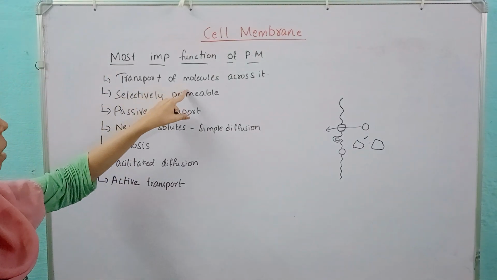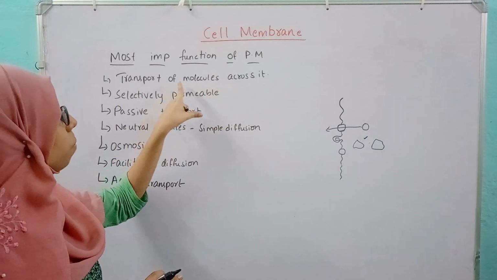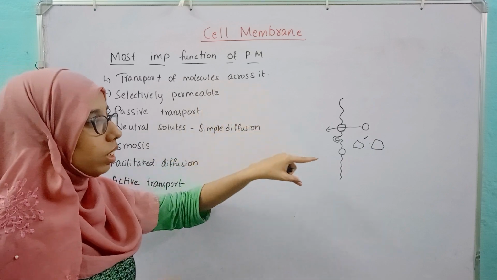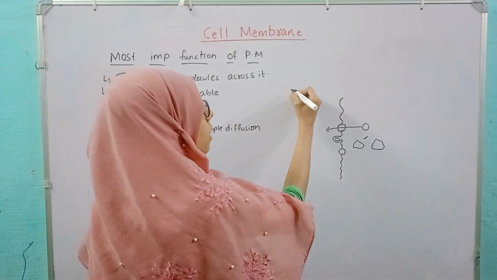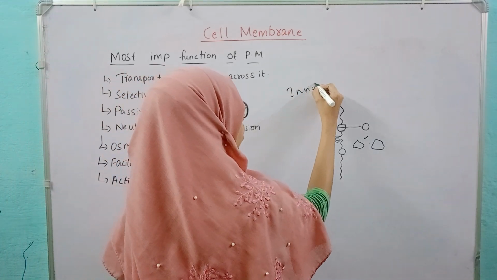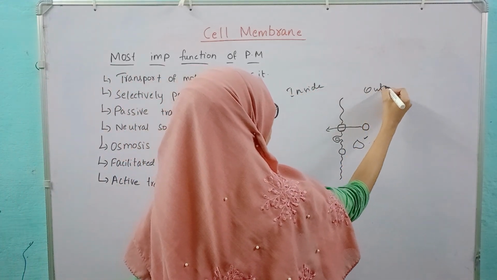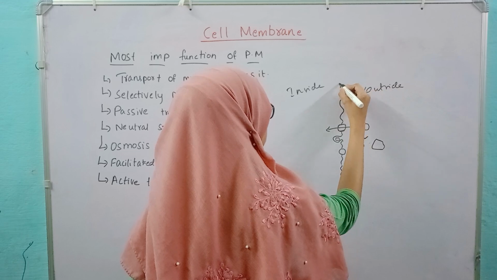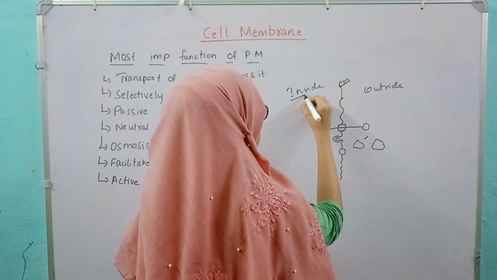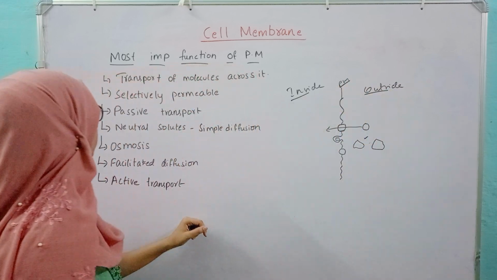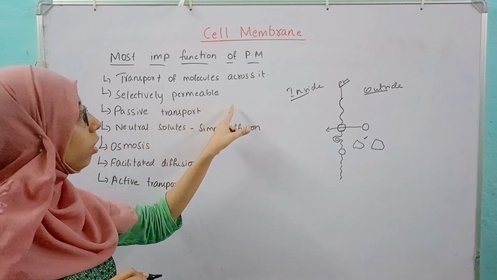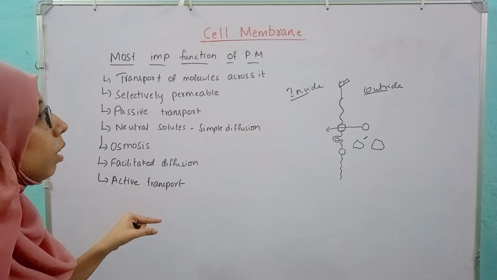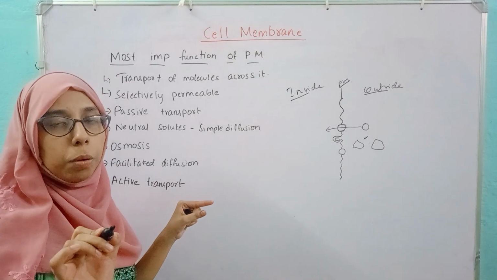Now we are going to see the functions of it. The plasma membrane helps the transport of molecules across it. As you can see, this is the inside of the cell, and this is the outer side. This is the plasma membrane. Let's consider it as a plasma membrane. It is a selectively permeable membrane.